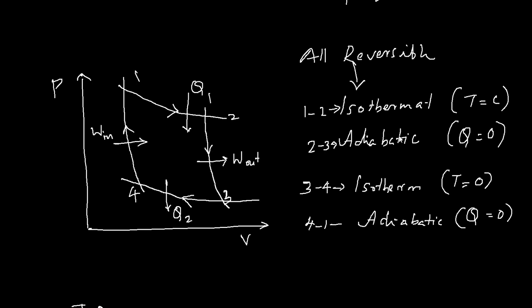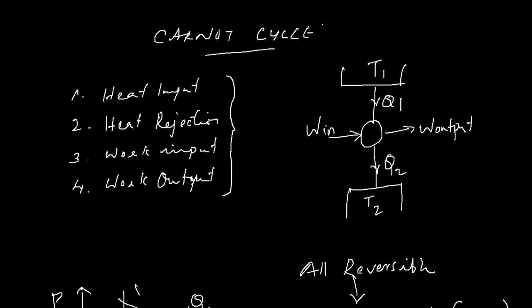So these 4 processes constitute your Carnot cycle, and once again Carnot cycle is an idealization of actual processes and practically not possible. We will find out the efficiency of the Carnot cycle, and we will discuss heat engines in the next video. Thank you.